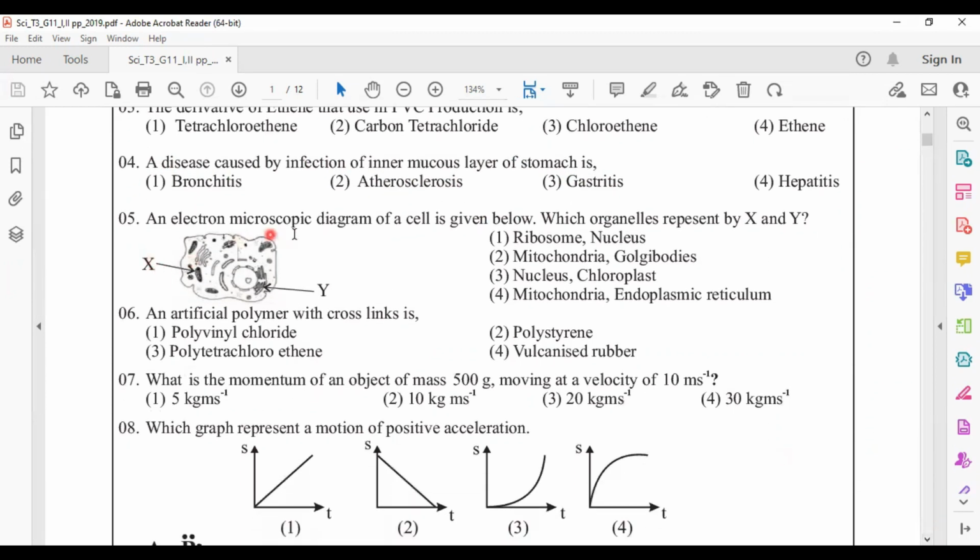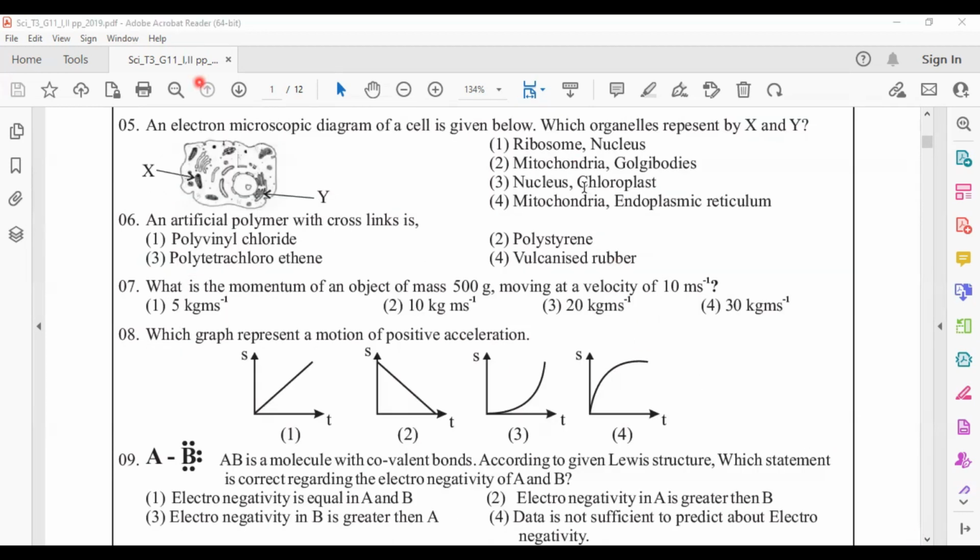Fifth one, and these parts should be named: X is the mitochondria, Y is rough endoplasmic reticulum. Near the nucleus, there is the endoplasmic reticulum. Answer number 4.